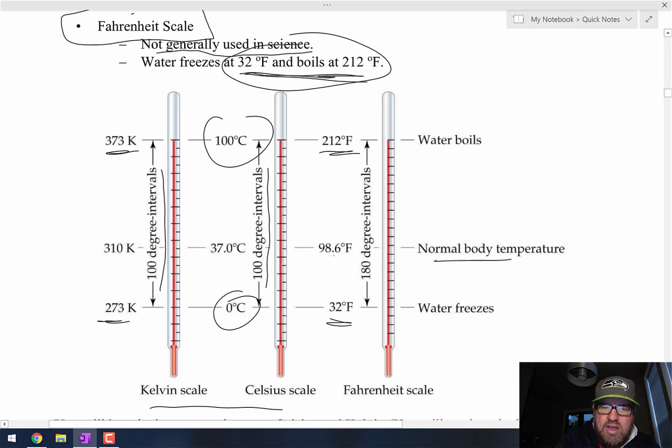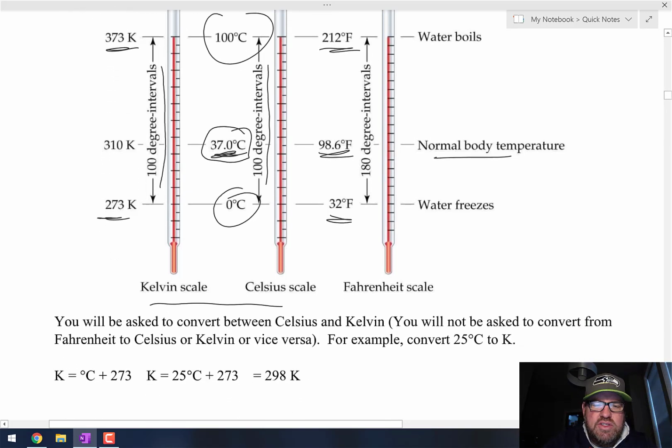Normal body temperature, obviously, is 98.6 in Fahrenheit. You're familiar with that number because you've heard it when you go to the doctor. But typically when you go to a doctor's office now, they don't measure your temperature in Fahrenheit, they measure it in Celsius. And so your normal body temperature in Celsius is 37 degrees Celsius.